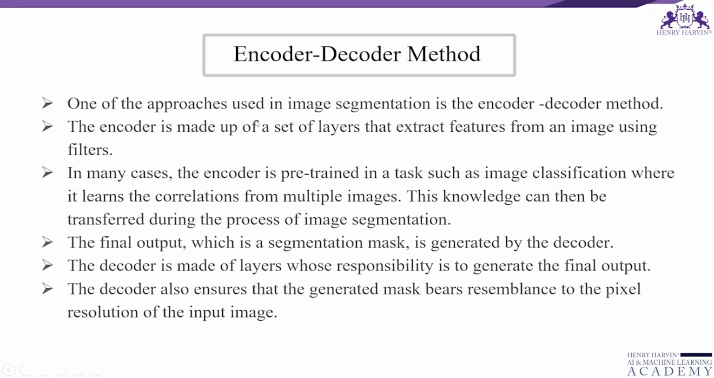One of the most important approaches in image segmentation is the encoder decoder method. The encoder has a set of layers that extract features from an image using filters. The encoder is pre-trained on a task such as image classification, where it will find the correlations from multiple images. Then this knowledge can be transferred during the process of image segmentation. The final output, which is a segmentation mask, is generated by the decoder. The decoder is made of layers that try to generate the final output, and it also ensures that the generated mask bears resemblance to the pixel resolution of the input image.